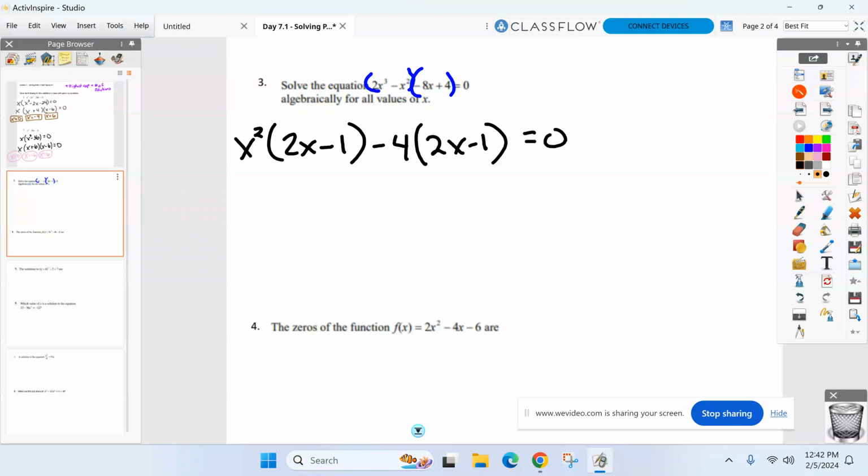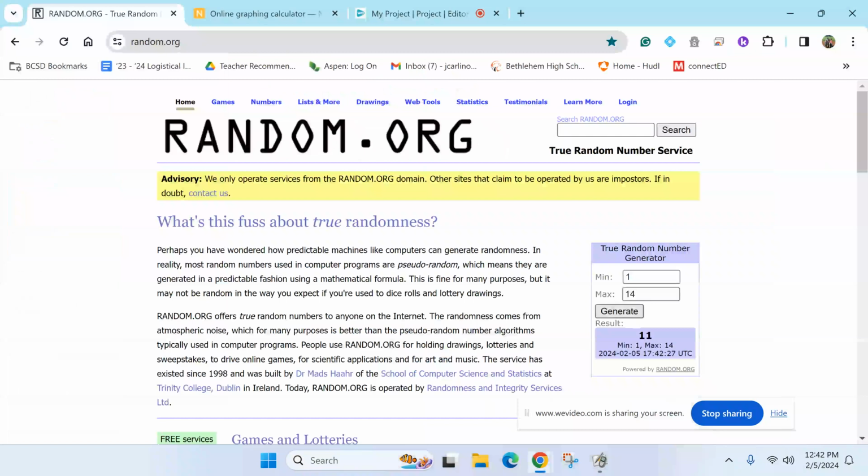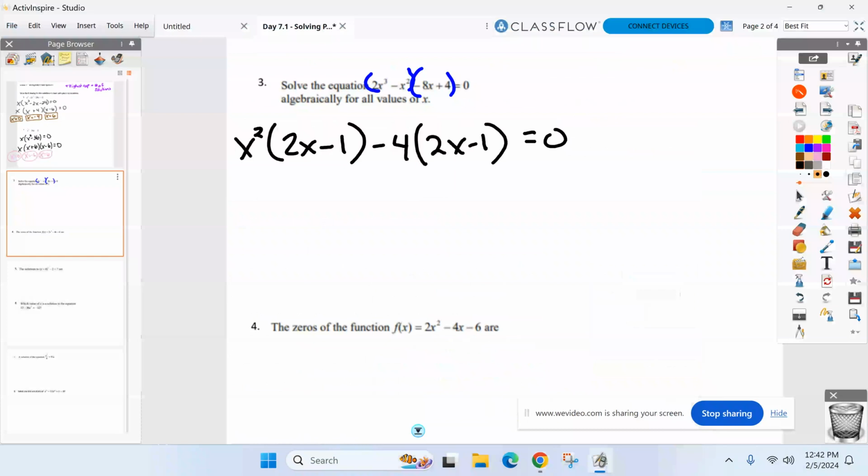Next up, not done grouping yet. Let's finish it. Drew, finish it. Ariana, back to you. What's this going to look like? What's the first parenthesis going to have? X squared minus 4. Good. 2x minus 1. You guys are unbelievable here. Been taught well.